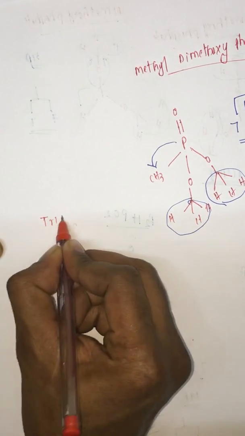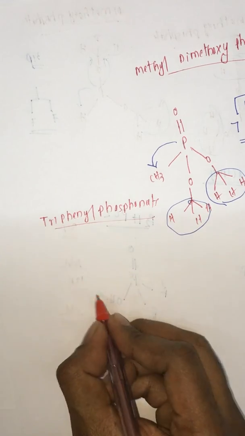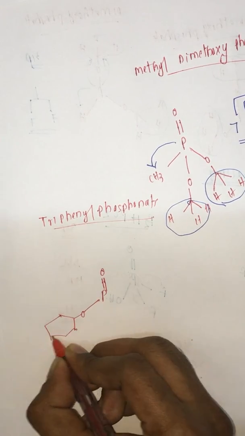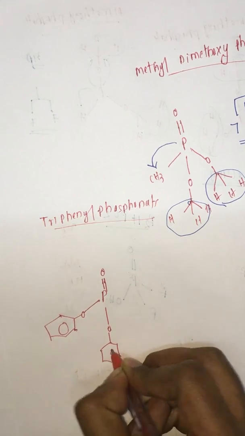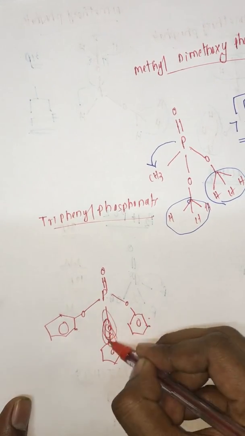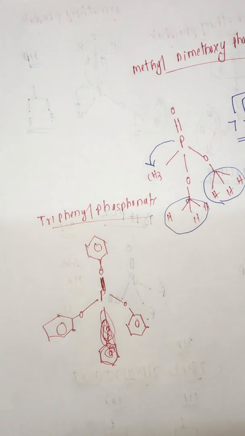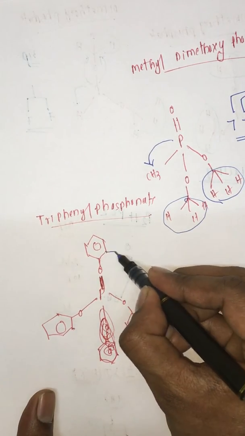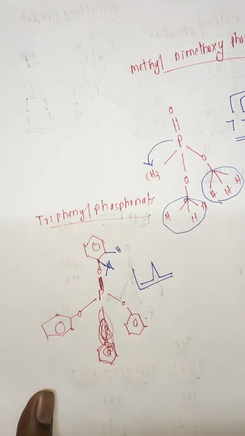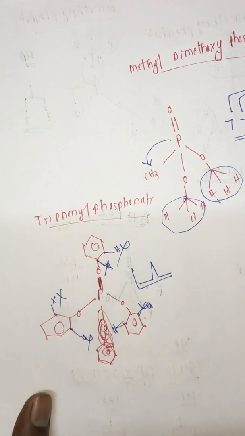Next we have triphenyl phosphonate. So the structure looks like this, P double bond O, O, here benzene group, here also benzene group, sorry, not this one, here also benzene group, triphenyl phosphonate. Okay, so in this case phosphorus cannot couple with these hydrogens because it's too far. So here no hydrogen is available, so because of that reason we will get a singlet for this compound.